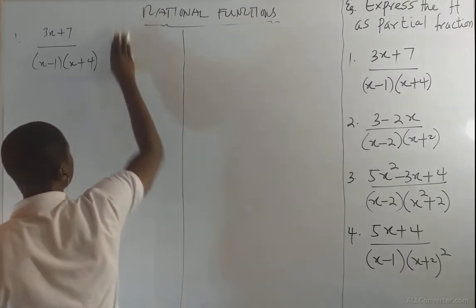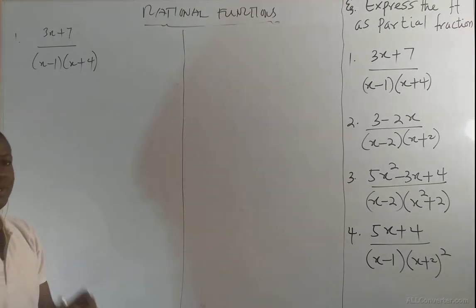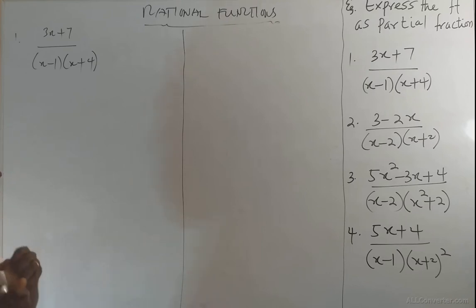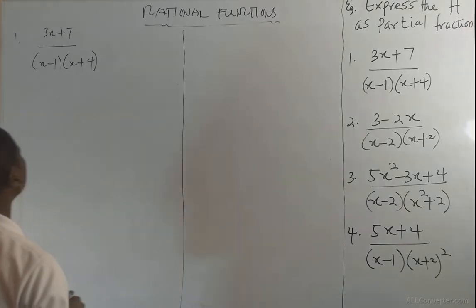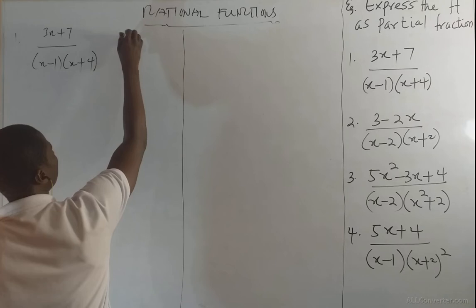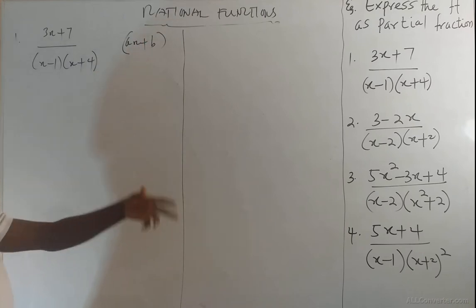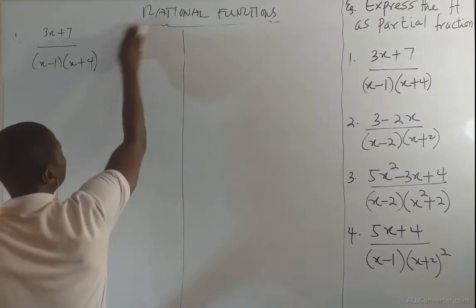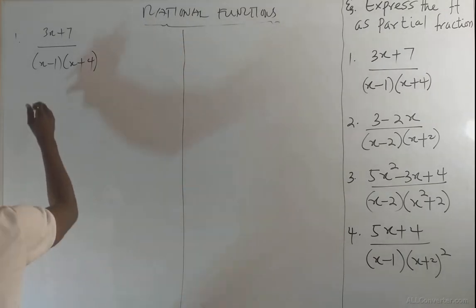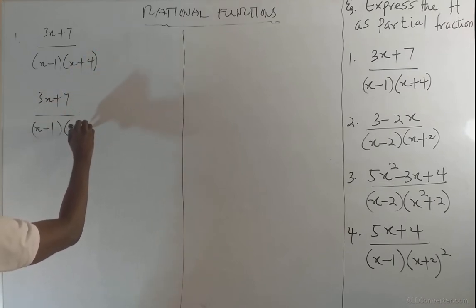When you determine that it's a proper rational function, then we look at the denominator factors to see whether they are linear factors, repeated factors, or quadratic factors. So we have linear, we have repeated, and we have quadratic. For a factor to be linear, it must be expressed in the form ax plus b. That's the degree of each of the factors must be 1. You can see that here the degree is 1, and here the degree is 1. So both factors we are given are in linear form. And so this is going to be 3x plus 7 over x minus 1, then x plus 4.